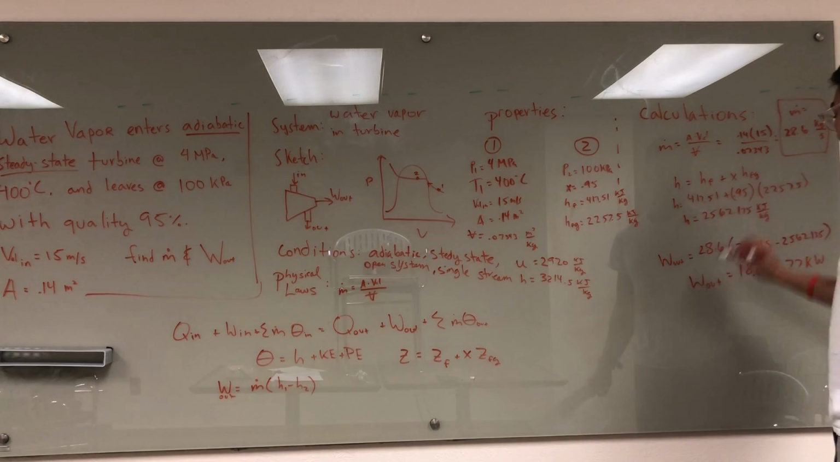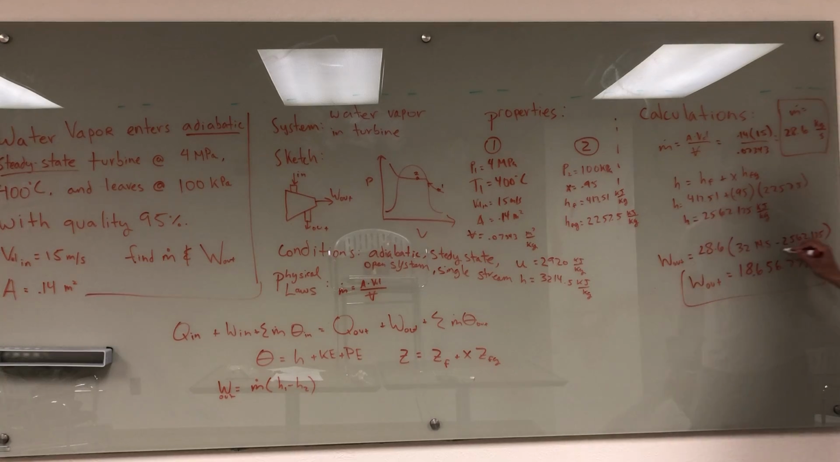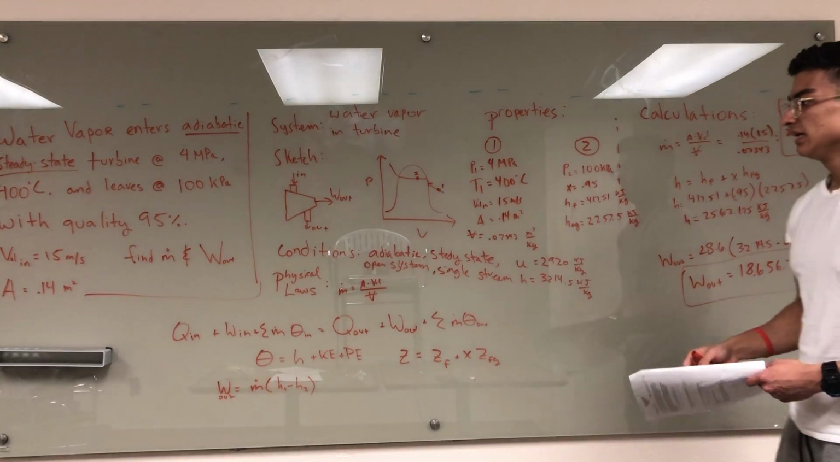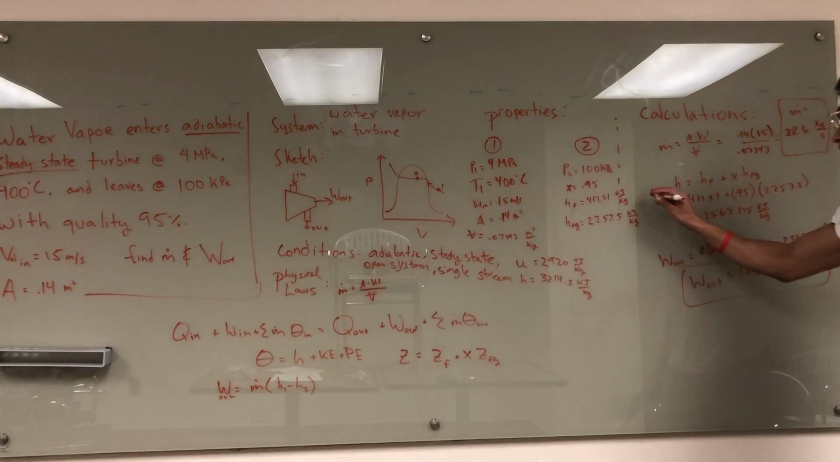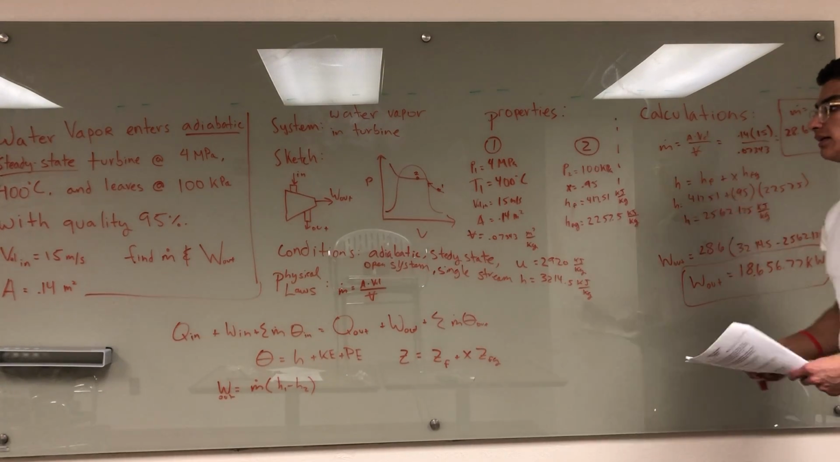Cool. So we found our mass flow rate and our work out with a little calculation. It's not that bad. You just have to make sure you catch that quality part, so you use the right enthalpy on phase 2.